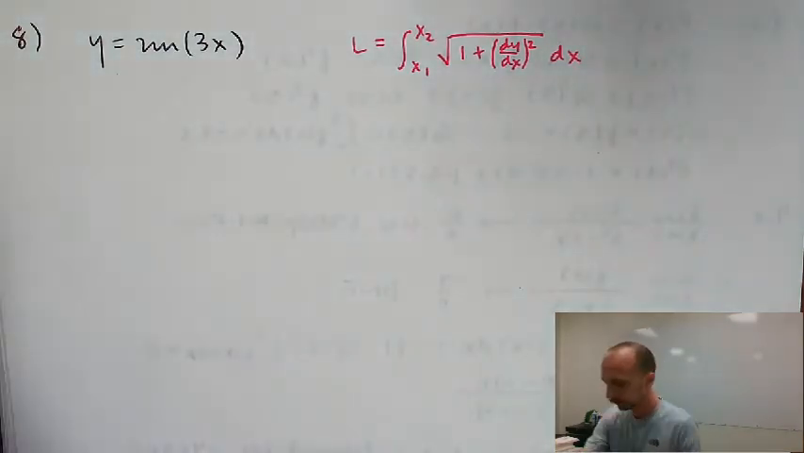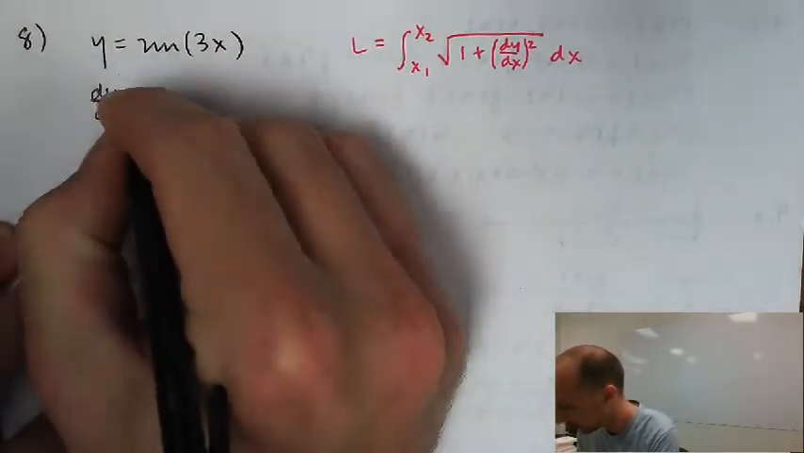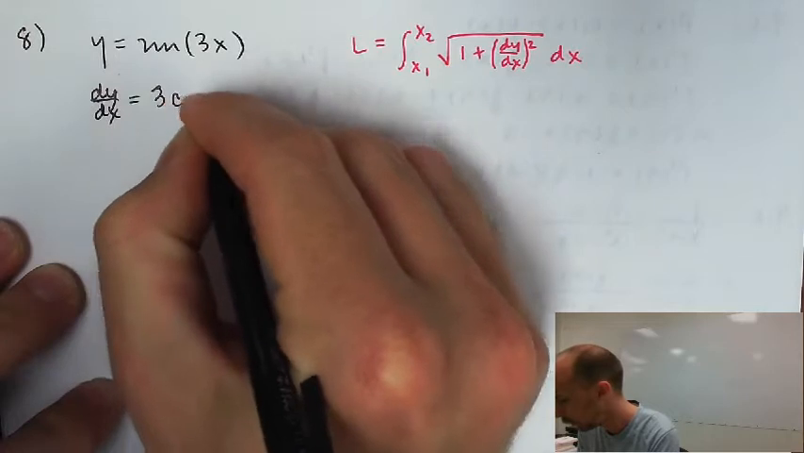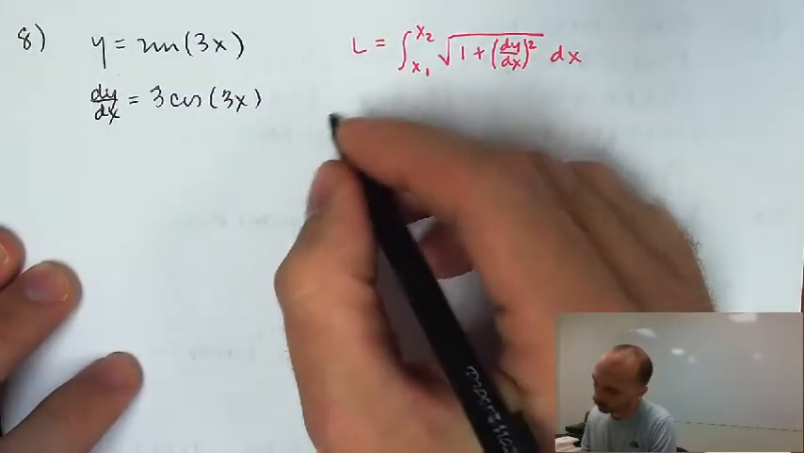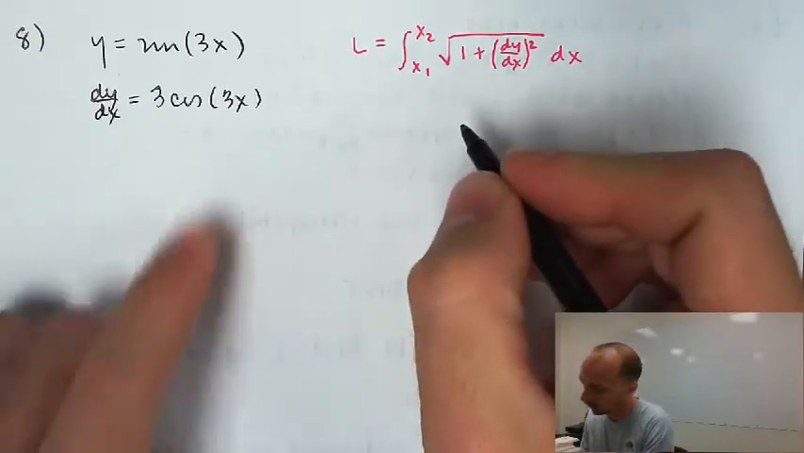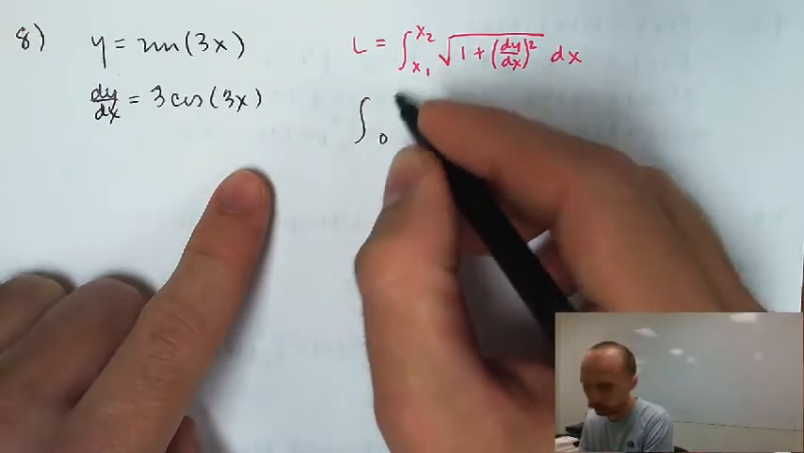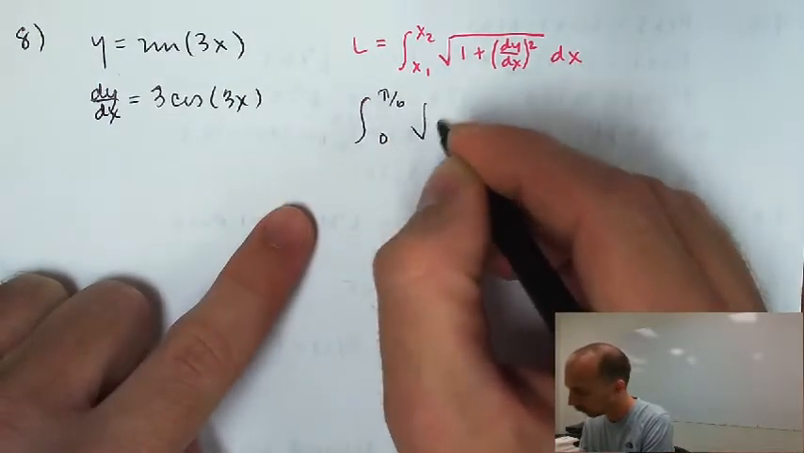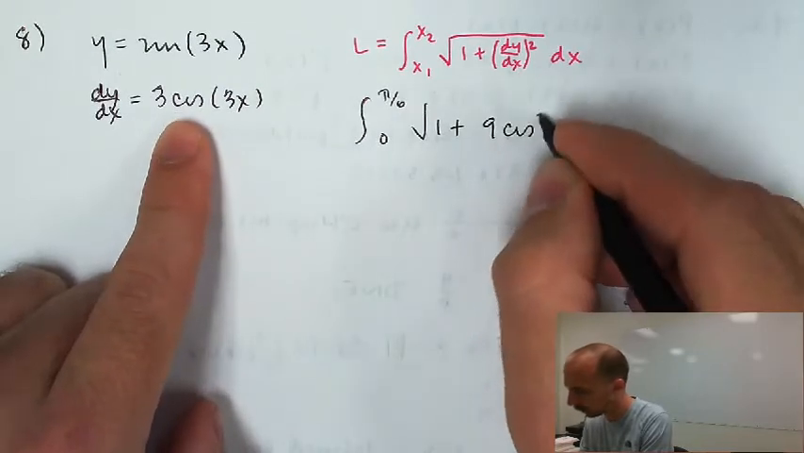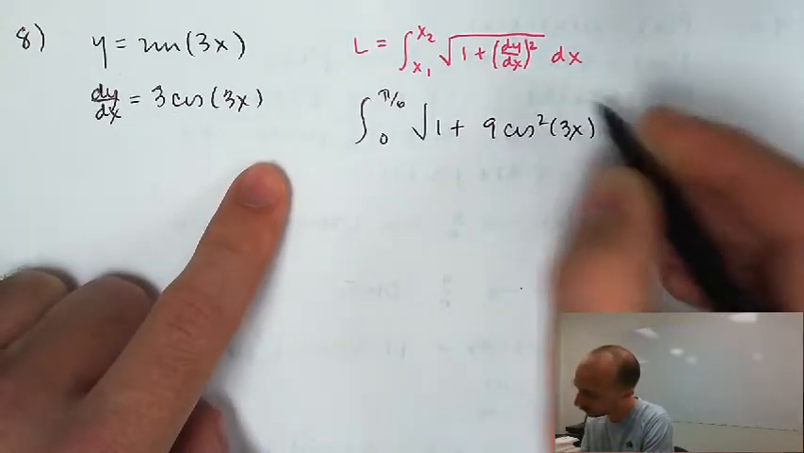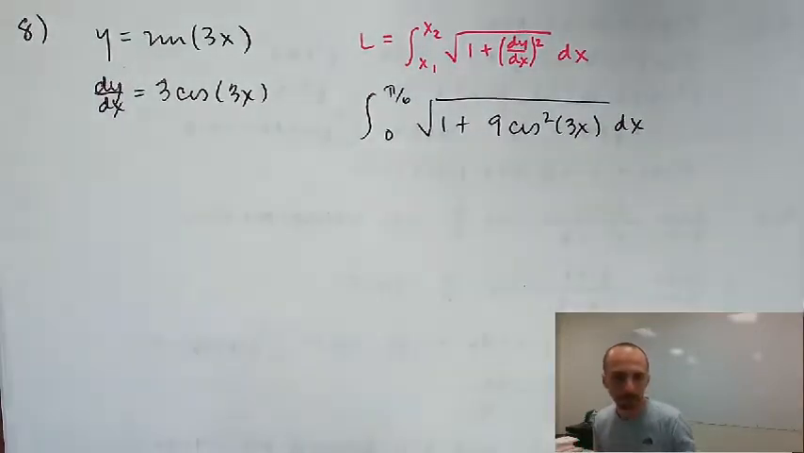Okay. dy/dx is equal to 3 cosine of 3x. And so this length is going to be, I'm going to have to square this, the integral from 0 to pi over 6 of the square root of 1 plus, squaring this, 9 cosine squared 3x. And that would be answer choice D.